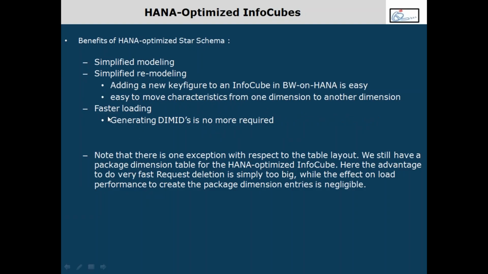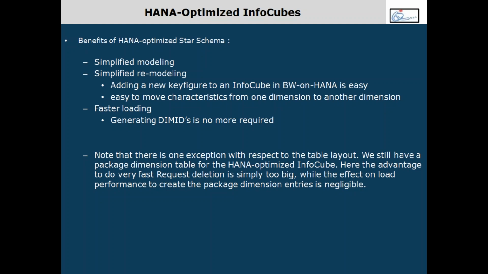And it says faster loading. So in case of the new cube, new schema, will it improve the performance of loading? Why? Because there are no more dimension tables except data packet dimensions. It will basically speed up the loading. Generating dimension IDs is now not required, so that will speed up the loading and improve the loading performance of the cube.